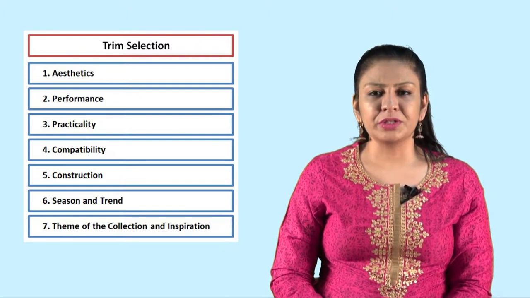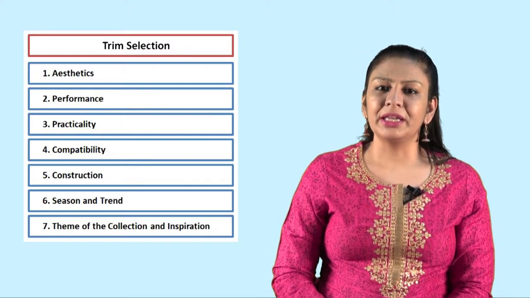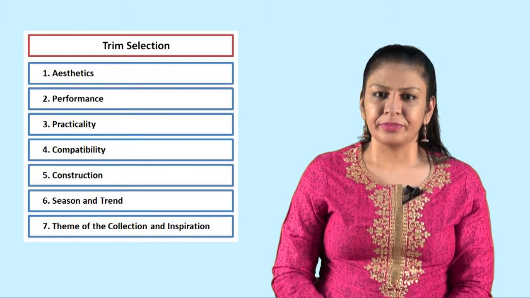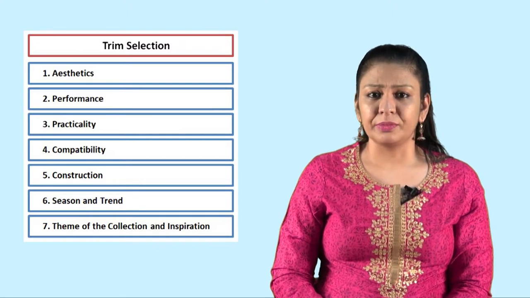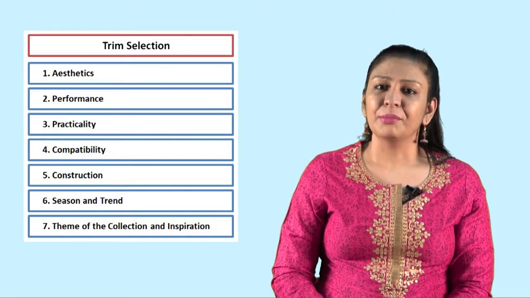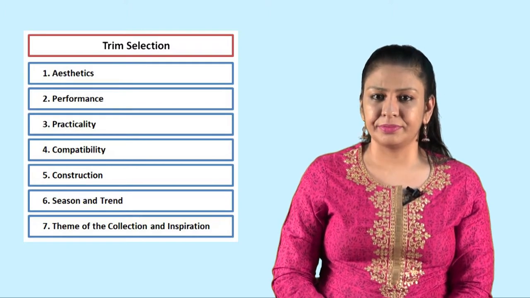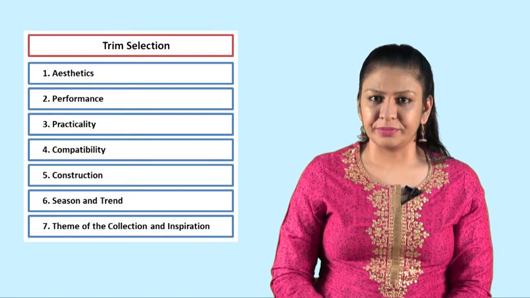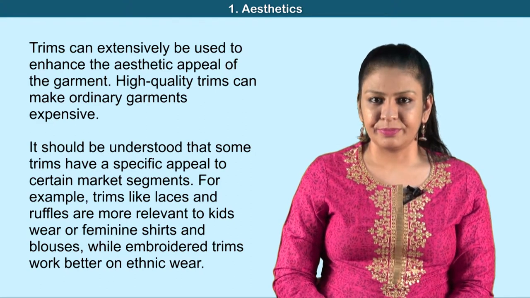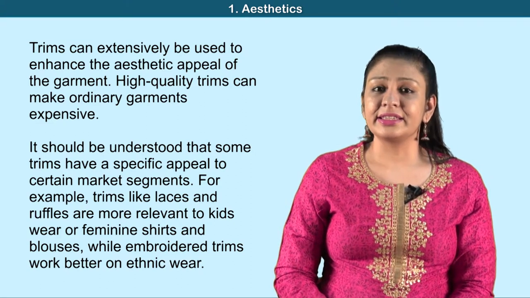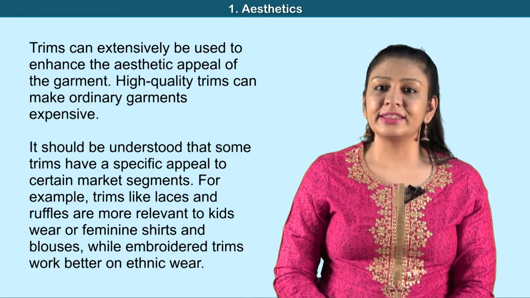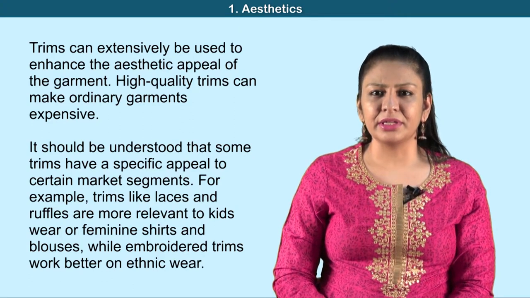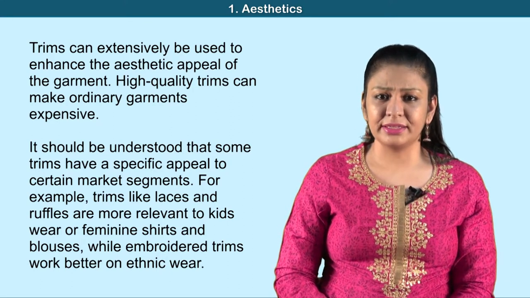Trims can be produced in-house or purchased depending upon the design, the production, costing, and availability constraints. Appropriate trim selection is crucial as it allows enhancing both the garment's functionality and appearance. Coming to the different criteria of trim selection, number one is aesthetics. Trims can extensively be used to enhance the aesthetic appeal of a garment. High quality trims can make ordinary garments and accessories look very expensive.